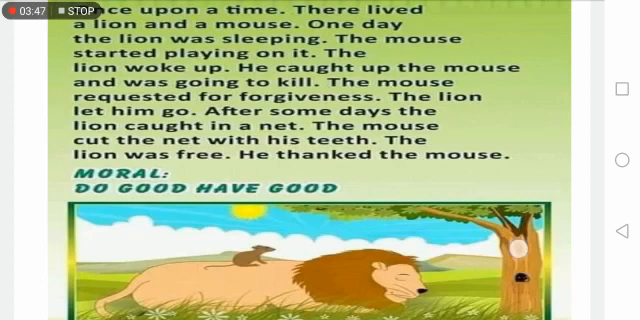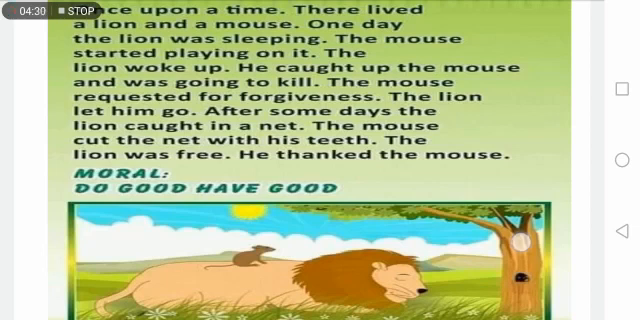Now look at this short story. You see that "once upon a time" is the first sentence from where we begin the story. And "he thanked the mouse" is the last sentence of the story, where we end the story. We start the story with the sentence "once upon a time," which is the beginning, and we end the story with the sentence "he thanked the mouse." And in the middle of these two sentences there are many sentences, which are called the middle portion. So you can see how this story is sequenced.